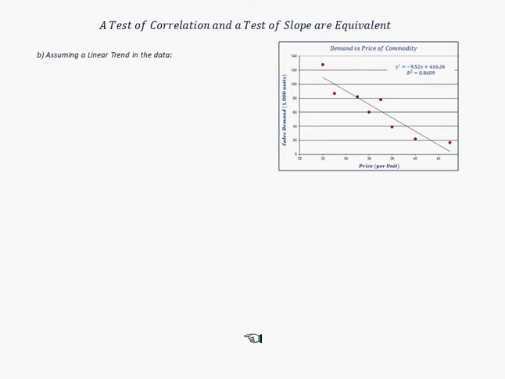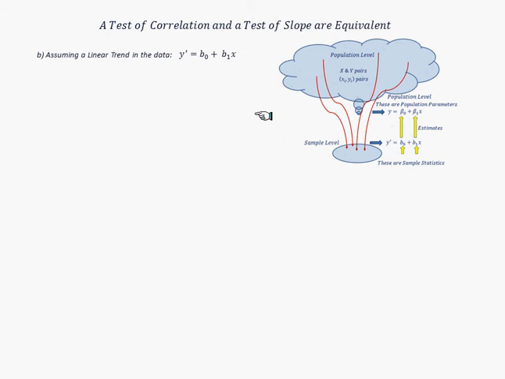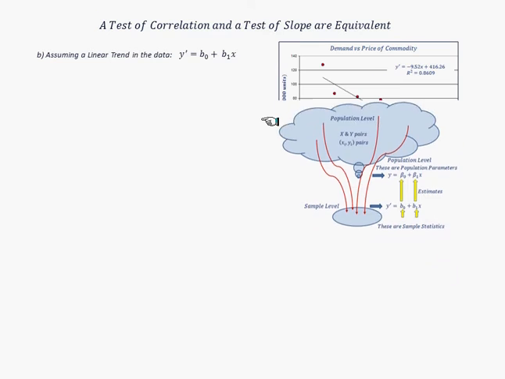Now we're going to do a test of a slope. We're suggesting a test of a correlation and a test of slope are equivalent. And we're going to assume a linear trend here, B0 plus B1x. Refer to the 10.1 presentation for these. And we're suggesting here that B0 and B1 are estimates of population parameters, beta 0 and beta 1. And we have it there.